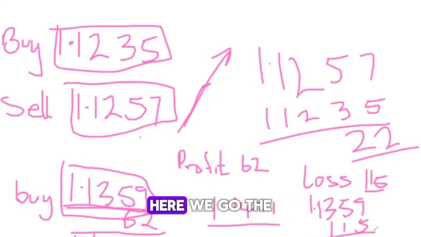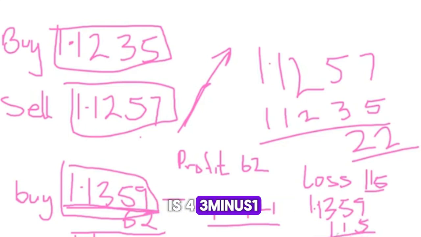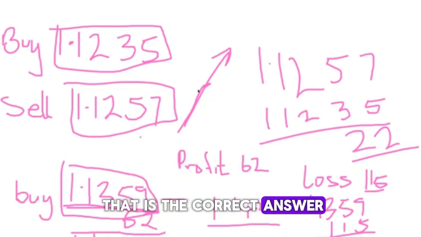Wow, Mommy Sarah, here we go. The medal goes to you. 9 minus 5, this is 4. 5 minus 1, this is 4. 3 minus 1, this is 2. And this is 1.1. Bravo. If you did 1.1244, that is the correct answer.